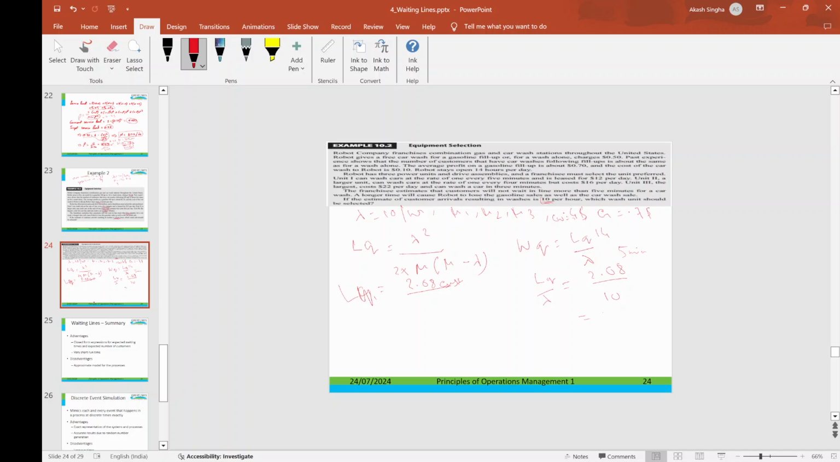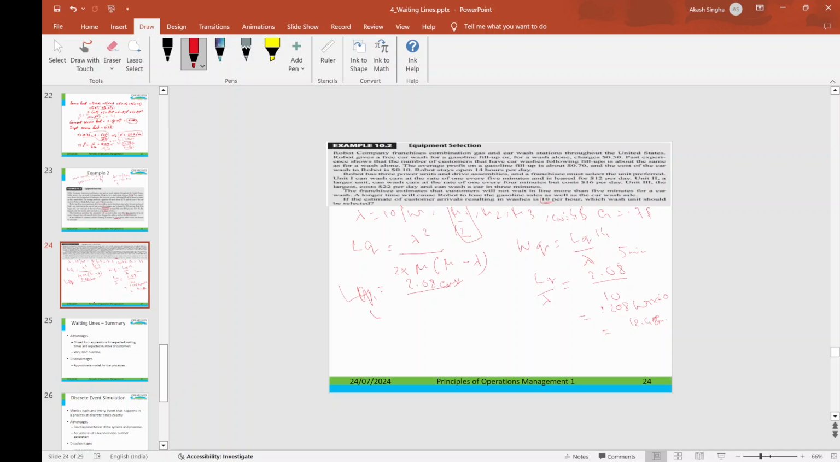And mu also we are calculating in per hour rate. We have to convert mu, everything, to per hour rate. So for the first one, 5 minutes means 12 per hour. So this is mu1. Using that, WQ will be around, I guess, 0.208 hour, and multiplying it by 60, we'll get 12.48 minutes.